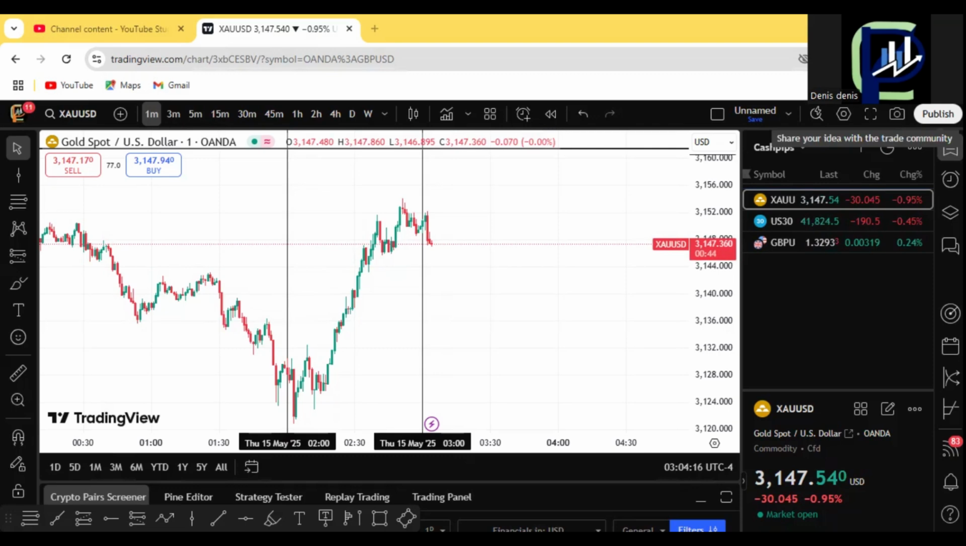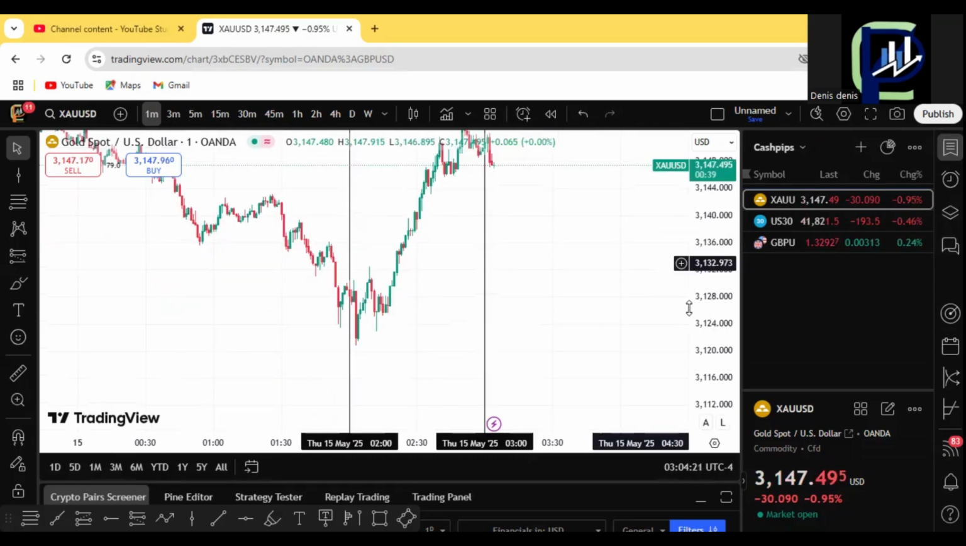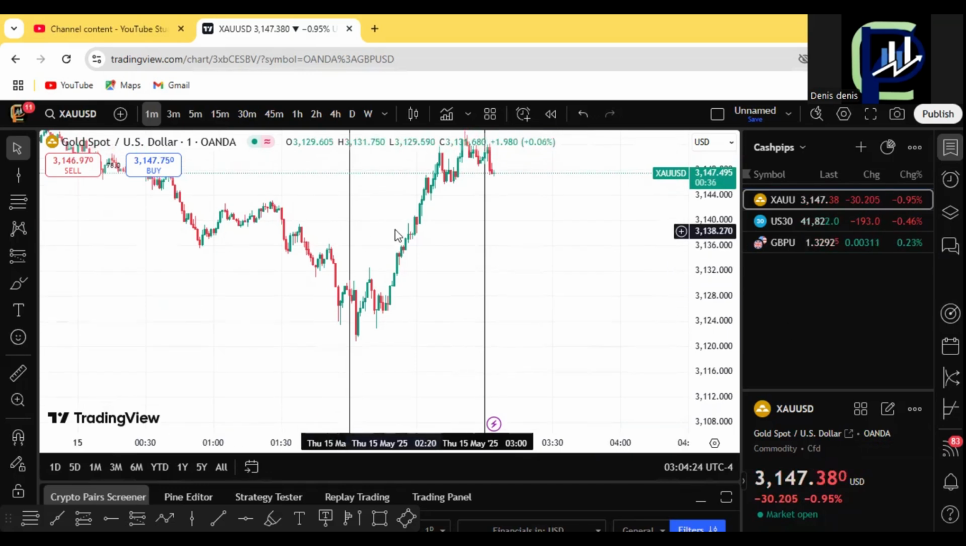Now we can see this is a live example. I am trading live right now. This is a live example. And this is now GBP. This is gold, sorry. This is gold.